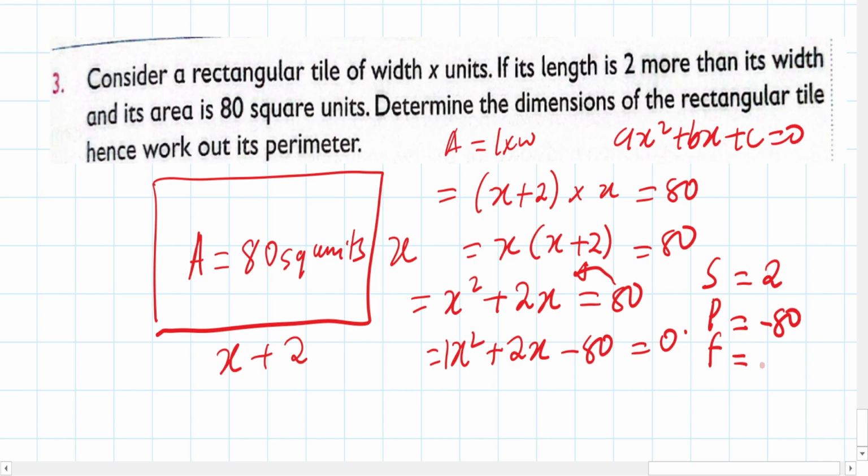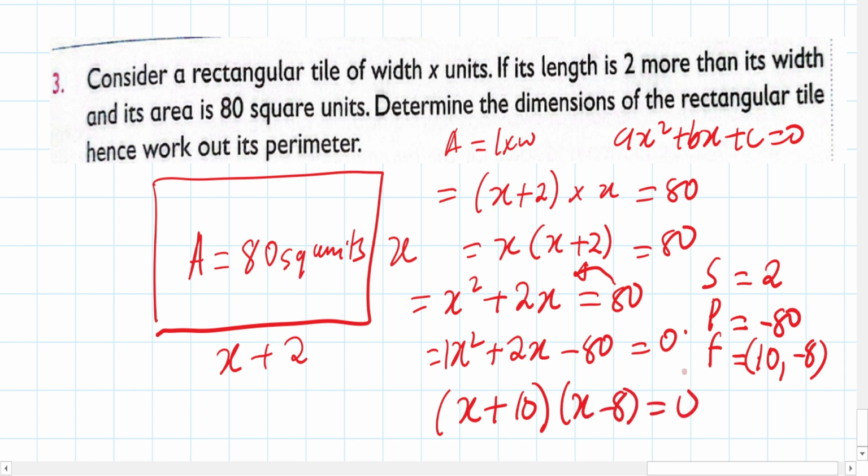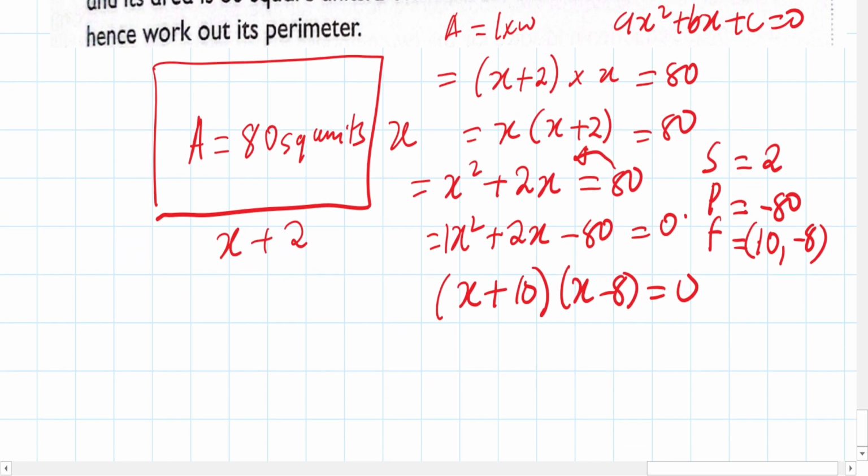So 8 and 10. We have 10 and negative 8. The factors are 10 and negative 8, because if you add them it gives you 2. Therefore, if you have x plus 10 and x minus 8 equal to 0, it's very easy to find the x values.